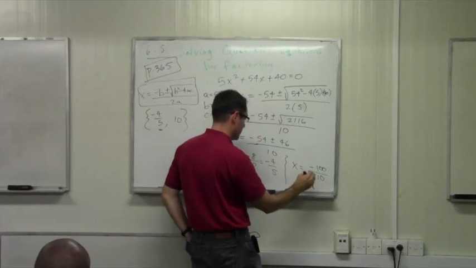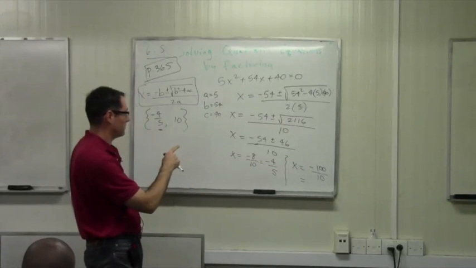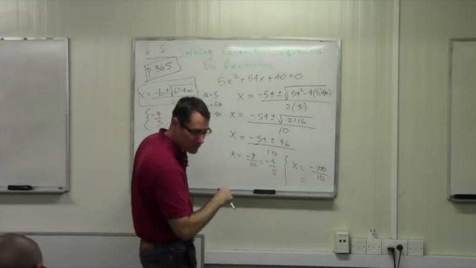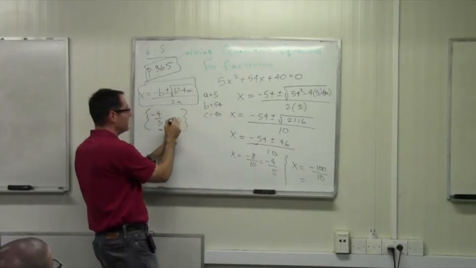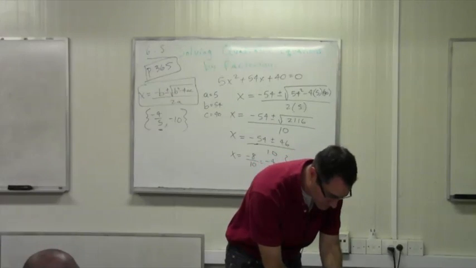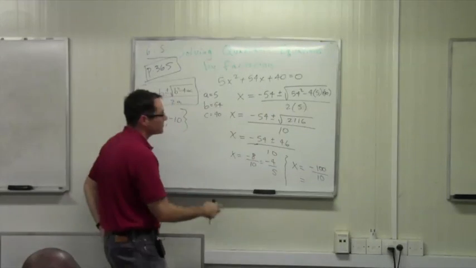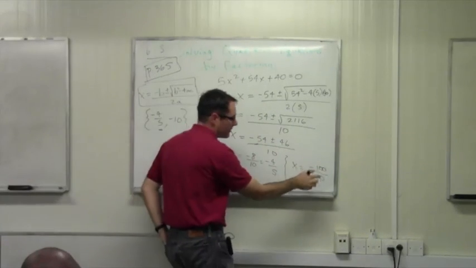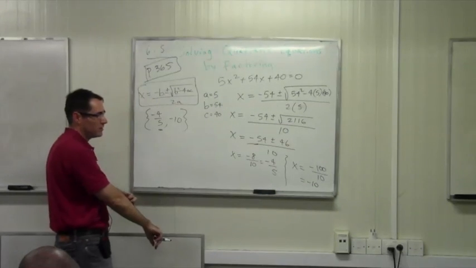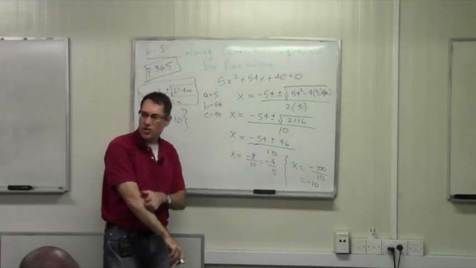X equals, sorry, what did I do wrong there? That is wrong. Did I write down the wrong answer before? Yeah, I did write down the wrong answer. Negative 10 was the wrong answer. The notes are wrong again. There we go. Okay, so negative 100 divided by 10 is negative 10, which is the answer we got before. Okay, see how this works?